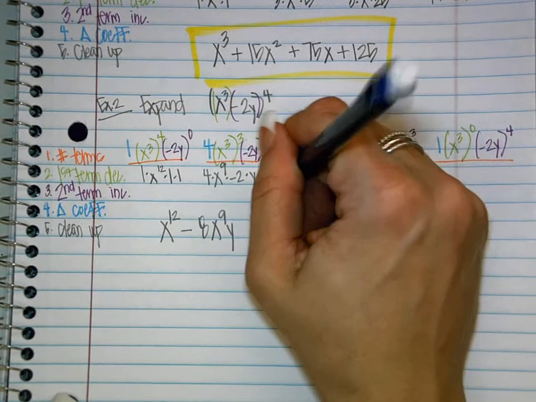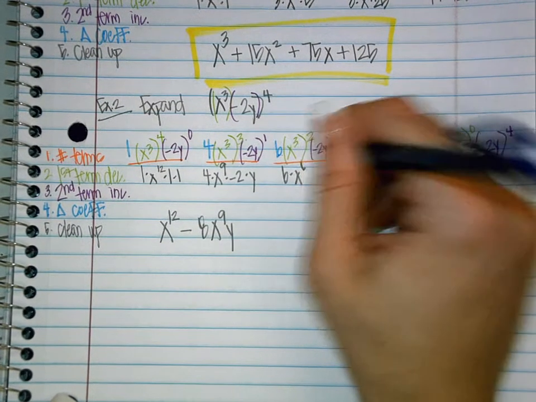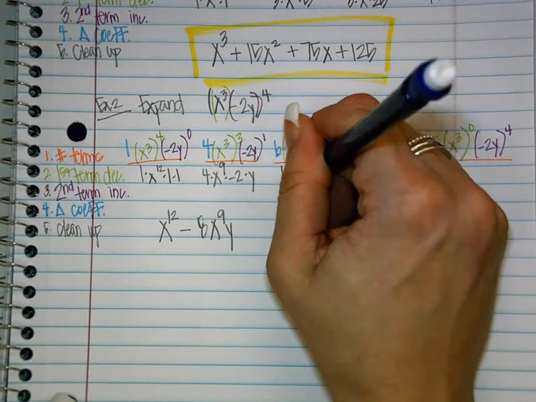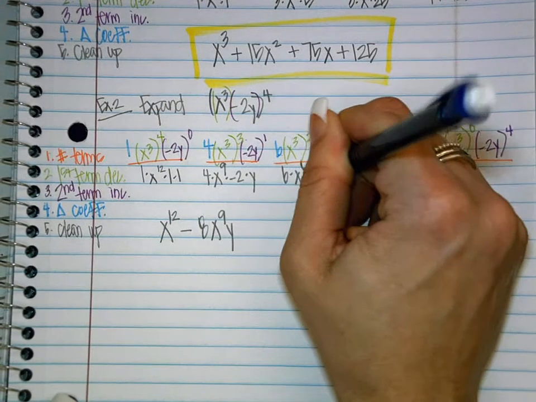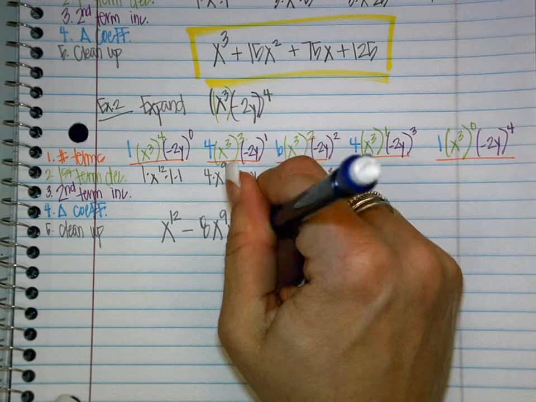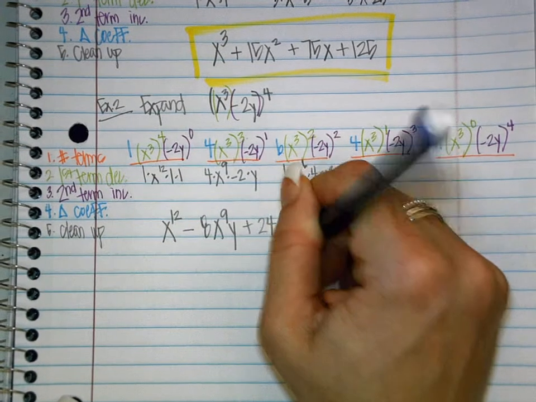Third term is 6 times x to the what power? 6. X to the 6th. -2 to the second power gives you what? Positive 4, and then a y to the second. If you multiply these together, 6 and 4 gives you a positive 24. You do have to put that sign there, so put plus 24 x to the 6th, y squared.